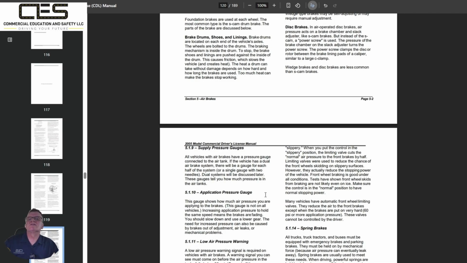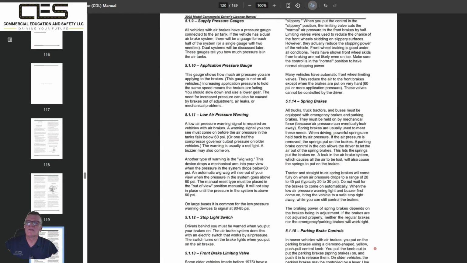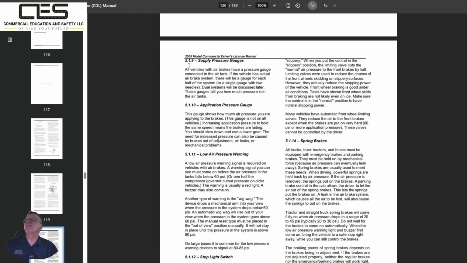We're going to move on to page 5-3. Down there at the bottom, coming up to section 5.1.9, supply pressure gauges. We're going to talk about these supply pressure gauges. So it's just exactly what it says in the name of it, supply pressure. How much air do I have in my storage tanks? Every air compressor, whether it's on a tractor trailer, on a dump truck, on a school bus, or the air compressor that you use in your home garage, has a supply gauge on it. So all our air compressors are required to have a supply gauge. We need to know how much air is in that system.